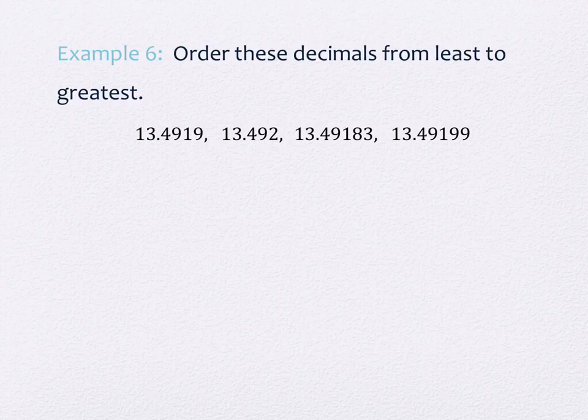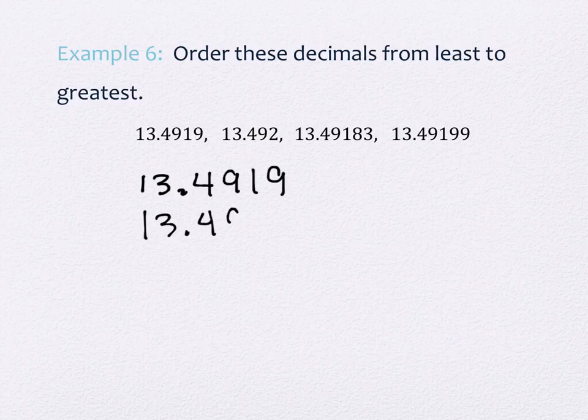So we're going to do what I suggested on the previous slide. We're going to line them up. So I'm going to write them again, even, because then I can write them a little bit bigger. So 13.4919. The next one is 13.492. Then I have 13.49183. And the last one is 13.49199.